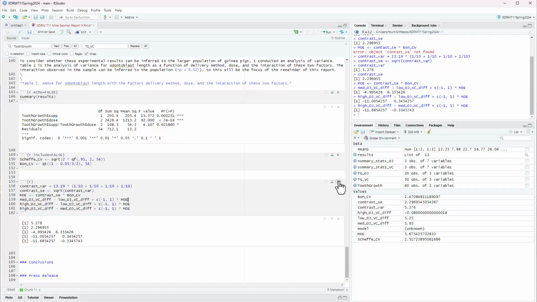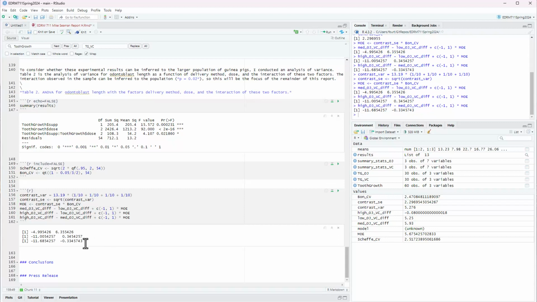So let me go ahead and look at those. There they are. This is for the first contrast, medium minus low, in which 0 was our estimate, almost 0. So no surprise that the interval looks like this. This is when we compare high minus low, and this is when we compare high minus medium. Again, the high and the medium are each themselves differences between orange juice and vitamin C. So we're looking at differences of differences.